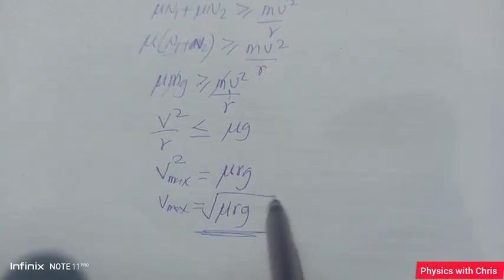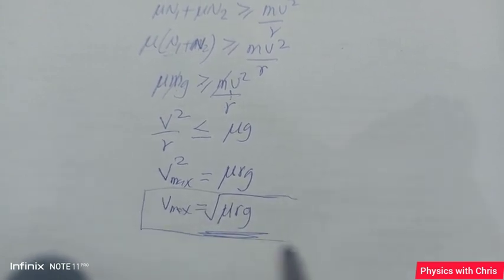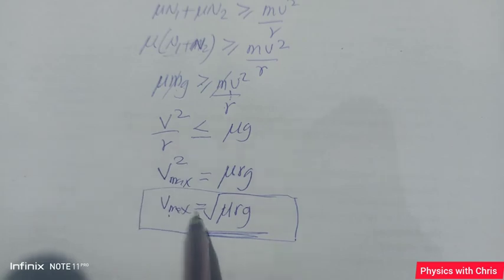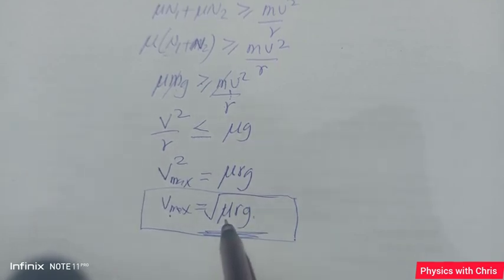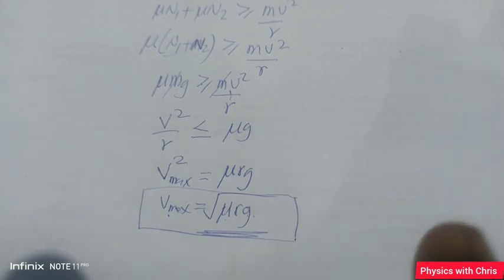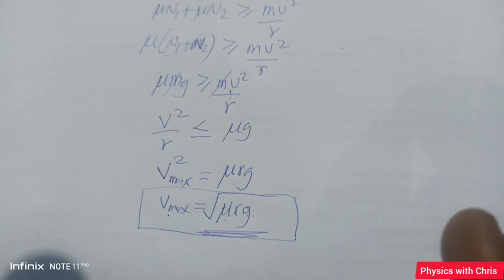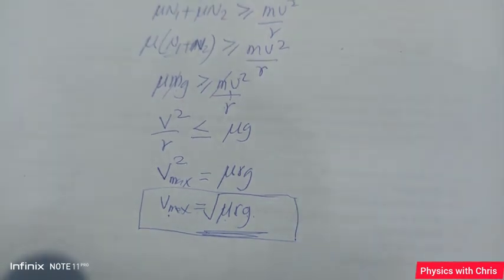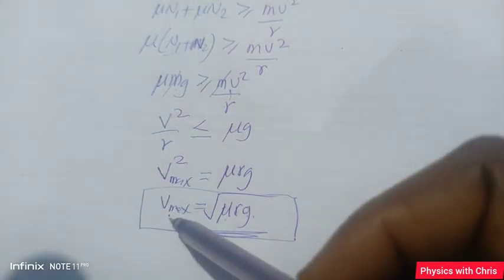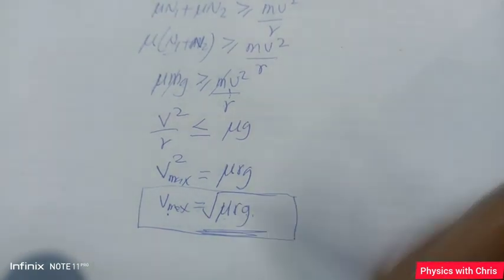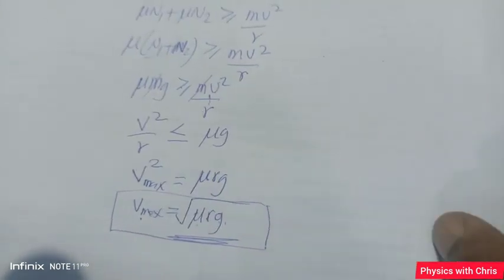Okay, so if skidding will not take place, then it means that this must be equal to this. If the speed of the car exceeds this, definitely that car will skid and it will veer off the circular track. So that is a condition for the vehicle not to skid, to prevent skidding. The maximum speed must be equal to the square root of this. I think that has been derived in my previous video.